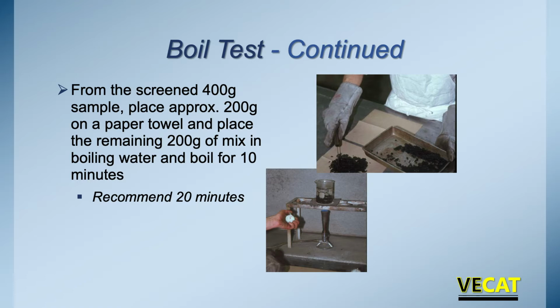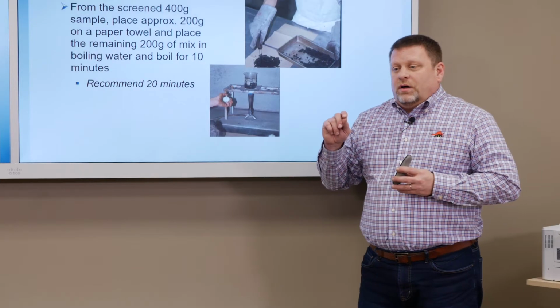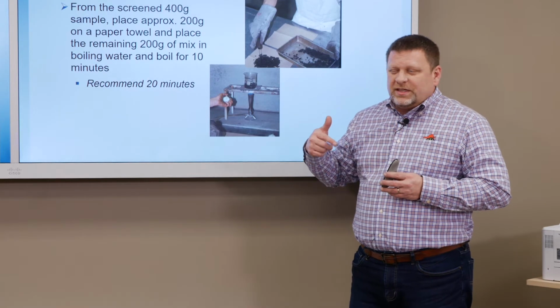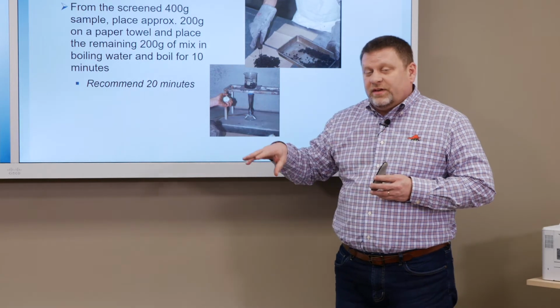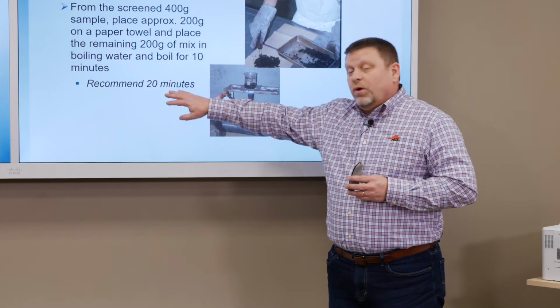Once we've done that, we'll screen out 400 grams, separate it in half. We're going to take 1/2 of it and put 200 grams on a paper towel that has nothing done to it. It's just going to sit there on a paper towel. The other 200 grams will be placed in a beaker and boiled. If you look at the boil test method, it tells you to boil it for 10 minutes. Just to give you a little bit of personal experience, I don't think 10 minutes is a long enough indicator. I would recommend you boil it for 20 minutes.